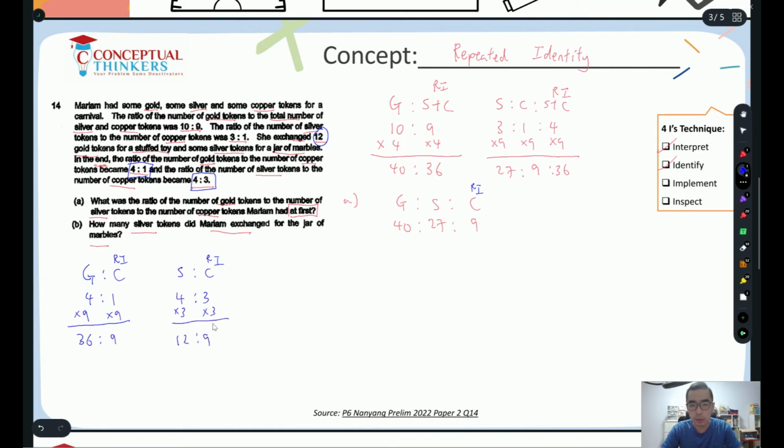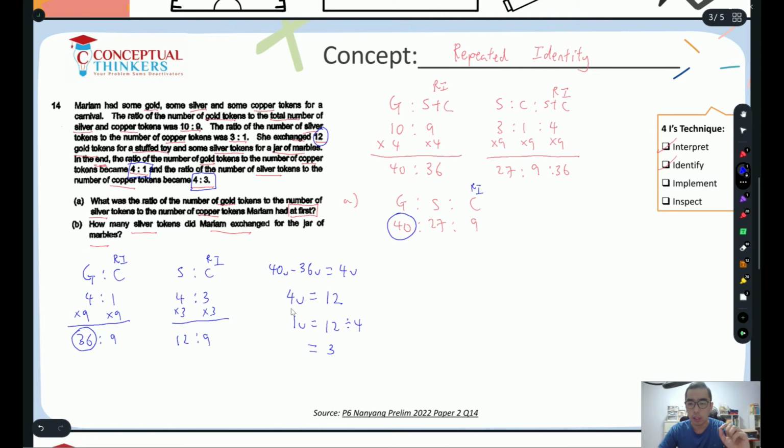Okay, so the next thing I'm going to do is let's compare the gold. So we know that the change in the number of tokens of gold will be 12 because she exchanged 12 of them, right? Now you notice that it was initially 40 units for gold, then it became 36. So the next thing I'm going to do is take 40 units minus away 36 units. So this will give me 4 units. And these 4 units will be equal to the 12 tokens. Okay, so 1 unit will be 12 divided by 4. So I'm going to get 3.